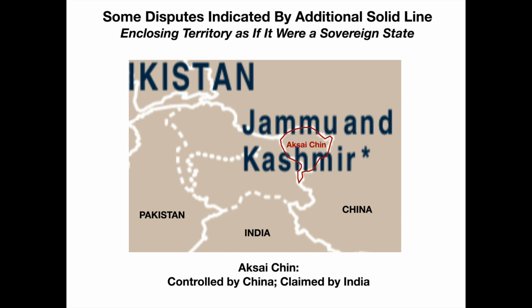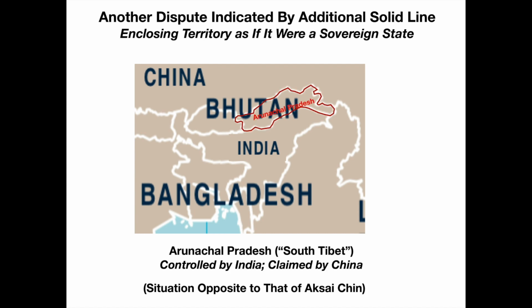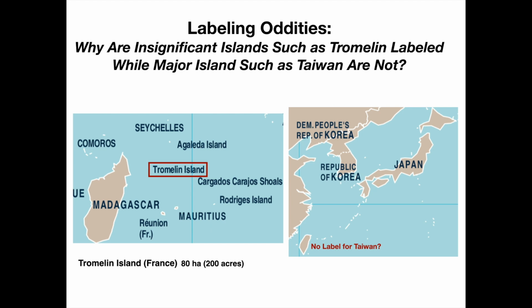And then on the other side of India, we find something very similar, but again, it's the opposite situation. This is most of the Indian state of Arunachal Pradesh. India controls it, China claims it, and the UN maps it in this ambiguous way by circling it with a white line as if it were an independent state, but not labeling it. So those are the major territorial disputes and how they're mapped.